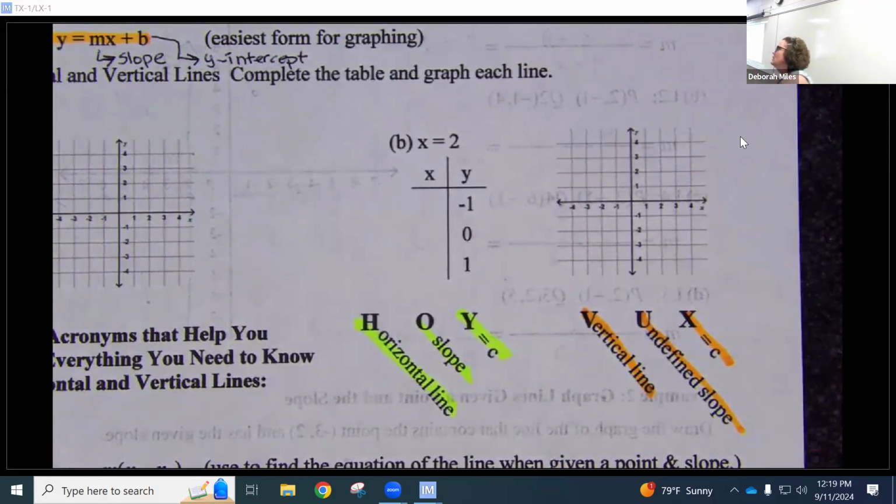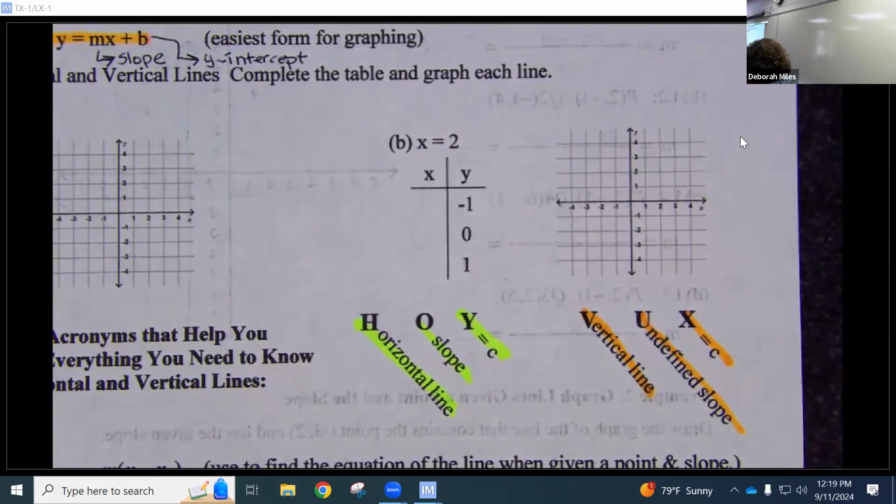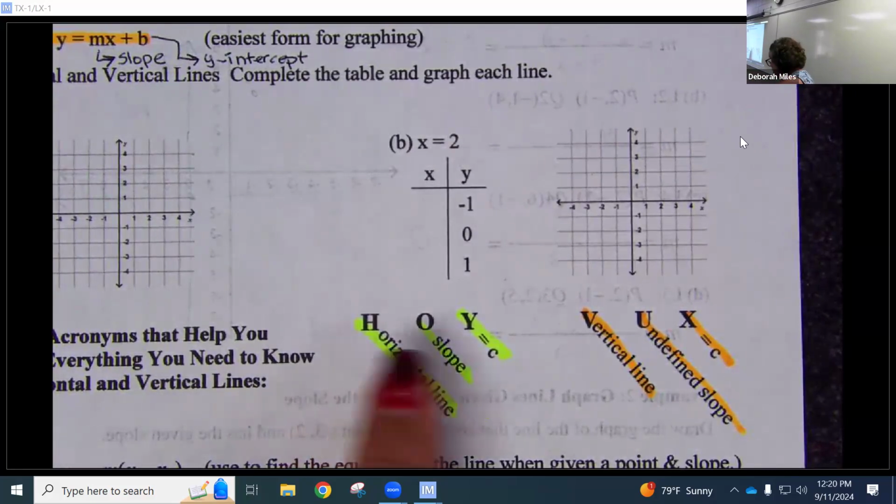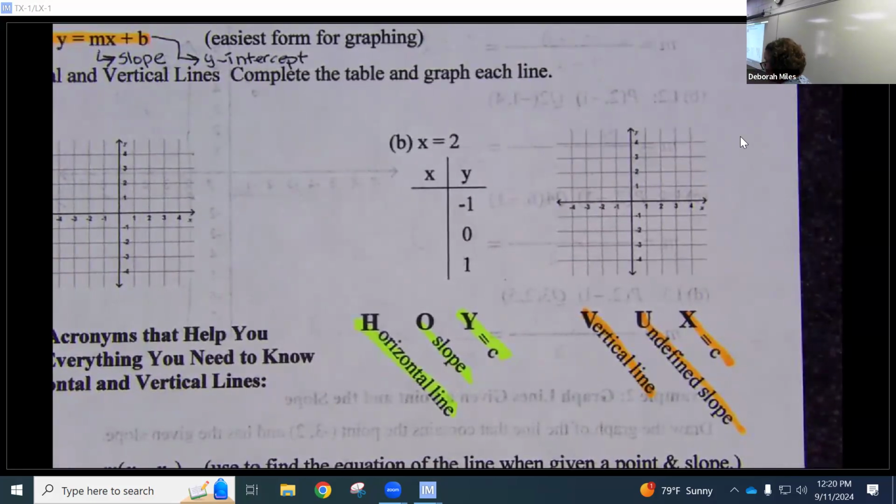There are probably 2 problems on the test that are something about horizontal and vertical lines. If this is a 20-problem test, how many points is that per problem? 5 points per problem. If you miss the 2 problems about horizontal and vertical lines, how many points is that? That's a letter grade. We're not just remembering HOY and BUX. We're not just thinking about it really hard. It's not even really all that hard.